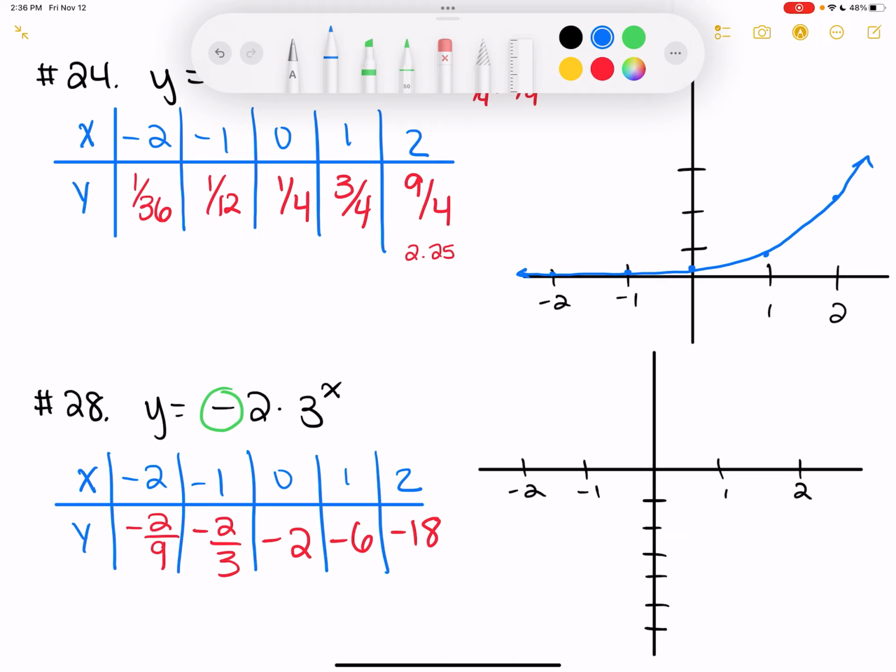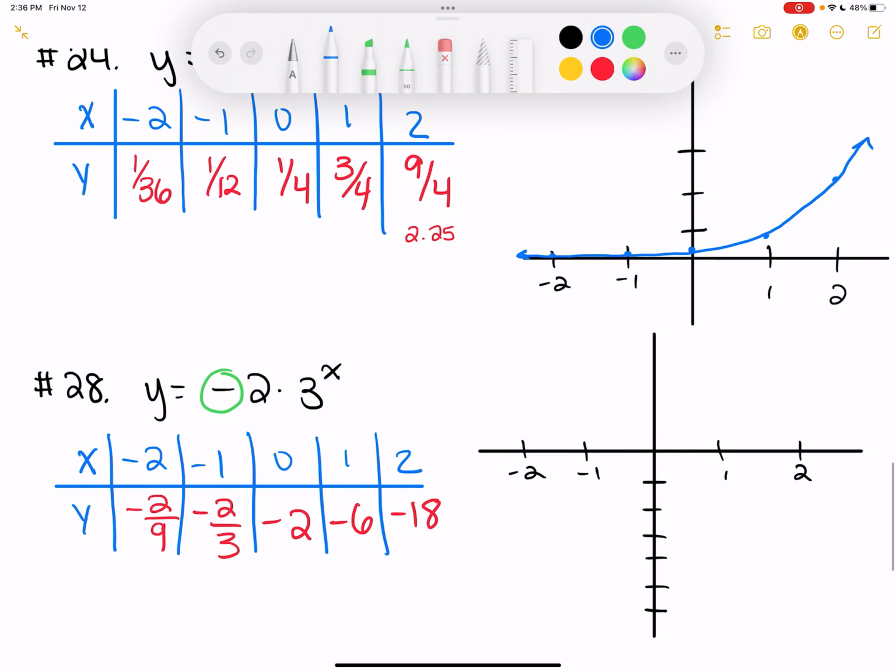So at -2, we're at -2/9. At -1, we're at -2/3. At 0, it's at -2. At 1, it's at -6. Now my curve still follows the same pattern, but it's going down instead. Make sure you pay attention to the signs because that does make a big difference.